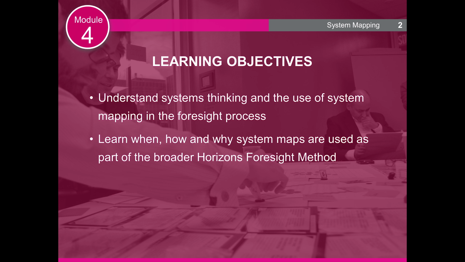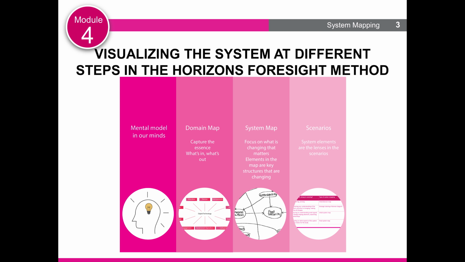In this presentation, we will learn how to understand systems thinking and the use of system mapping in the FORESIGHT process, and when, how, and why system maps are used as part of the broader Horizons FORESIGHT method. This slide illustrates the evolution of how we visualize the system through the entire process. With each step, we are becoming more explicit, more careful, and more engaging and engaged in our thinking about the future. It starts as a mental model in our head.